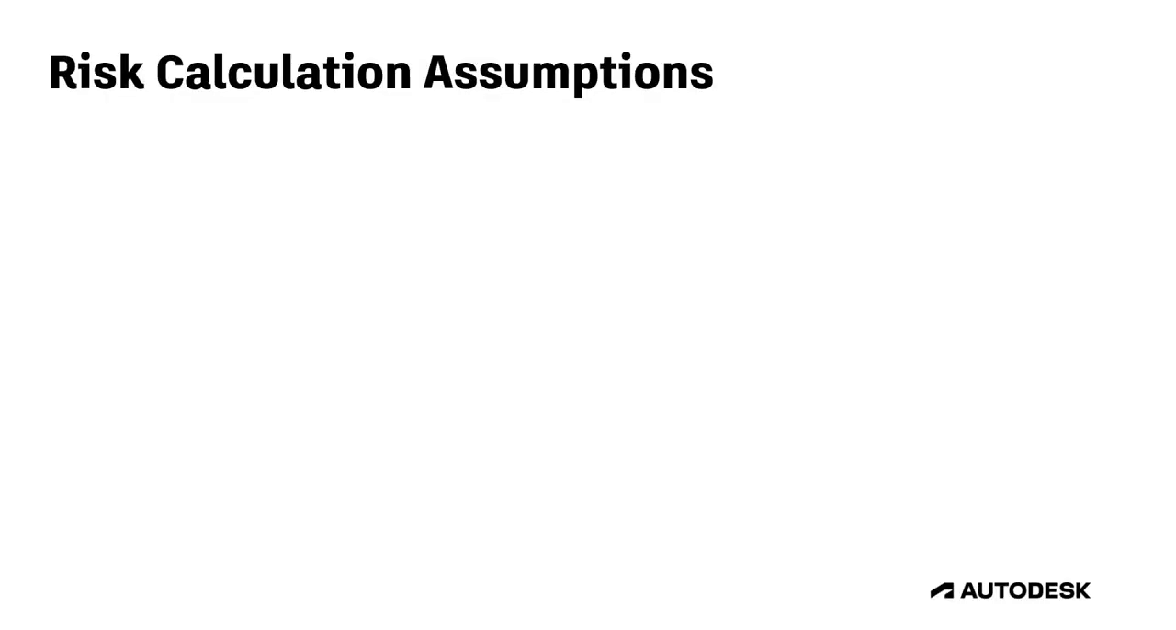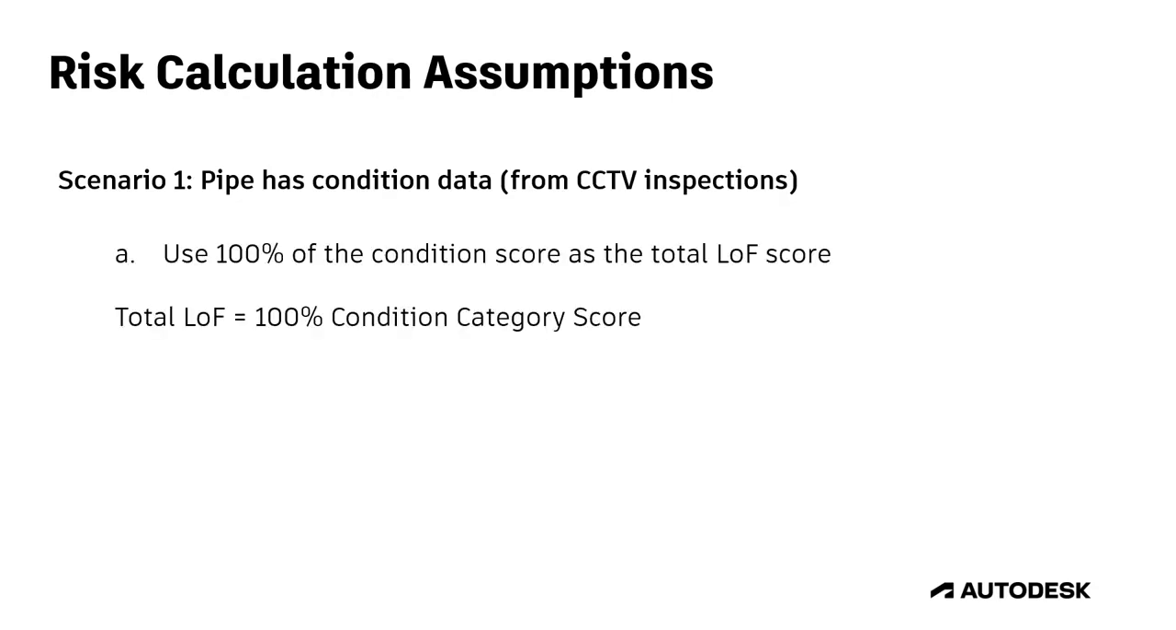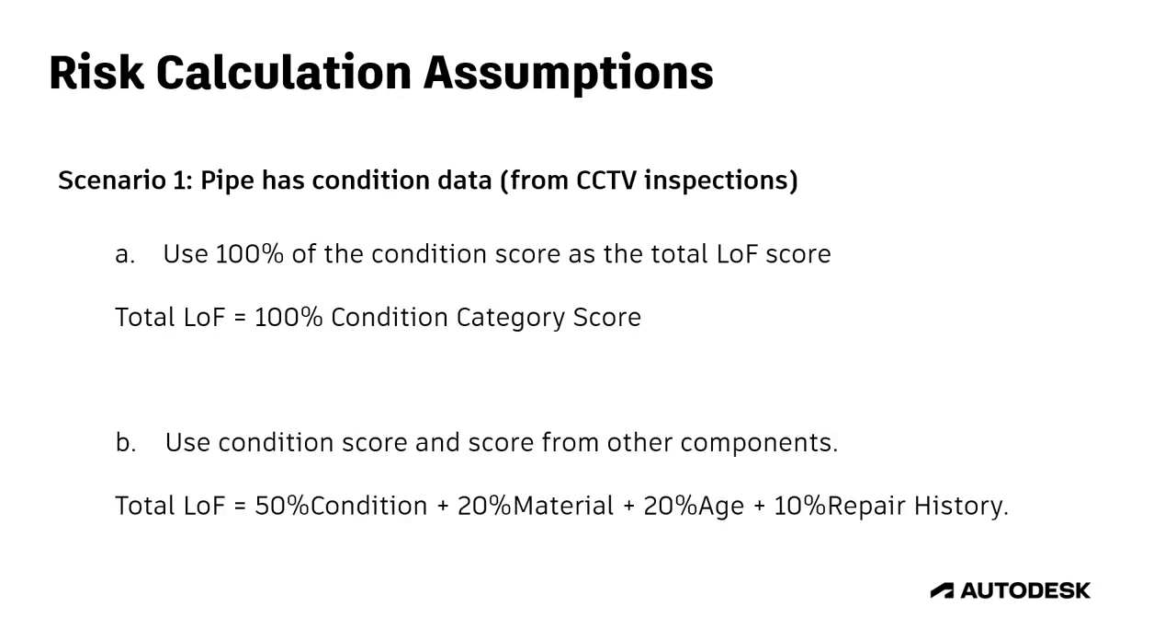Now, before explaining a couple of risk examples, let's go over assumptions that apply in Info360 Asset. Let's consider a scenario where the pipe has condition data. In Info360 Asset, you have the choice to A, use 100% of condition score as the total LOF score, or B, use condition score and score from other components to get a total LOF score. Whichever option you choose will depend on how much importance you give to your condition data from CCTV over other variables such as pipe attributes or other likelihood of failure criteria.